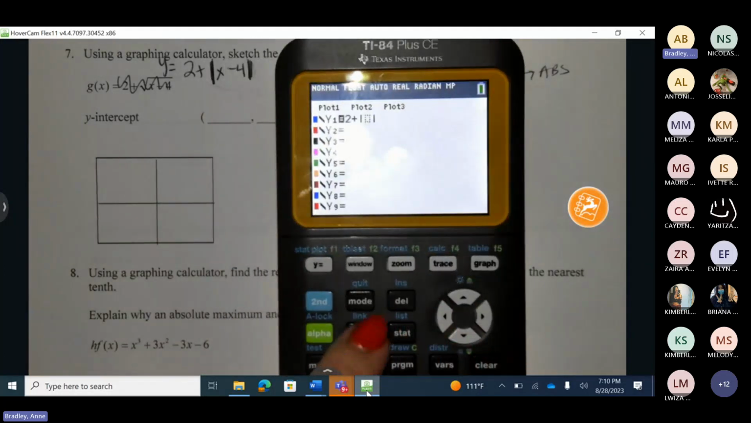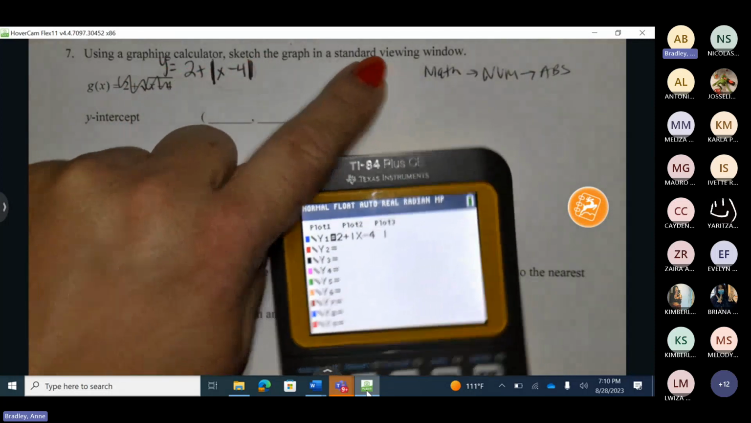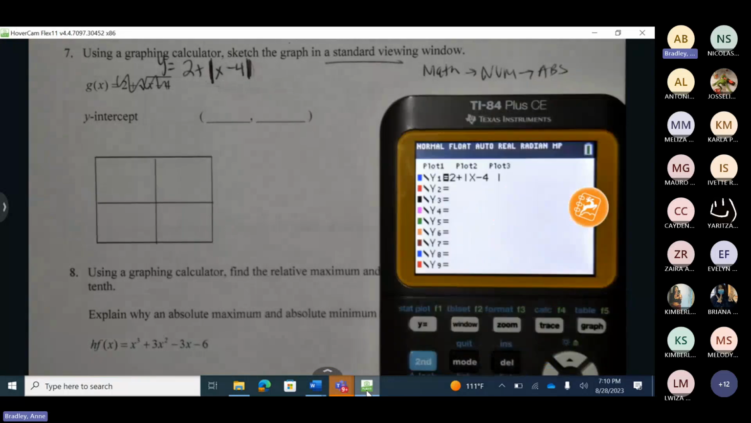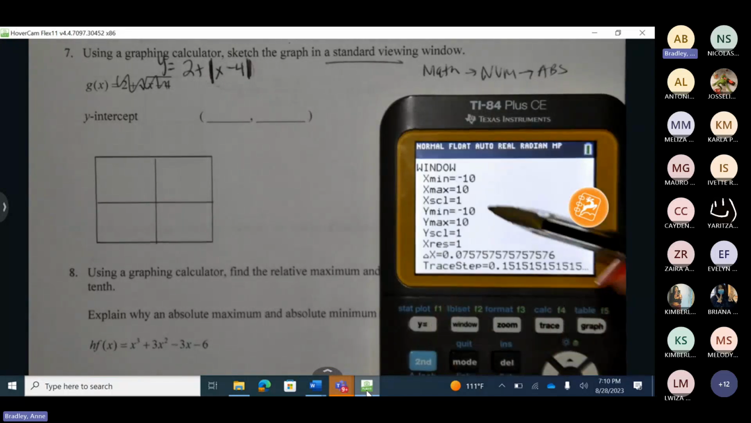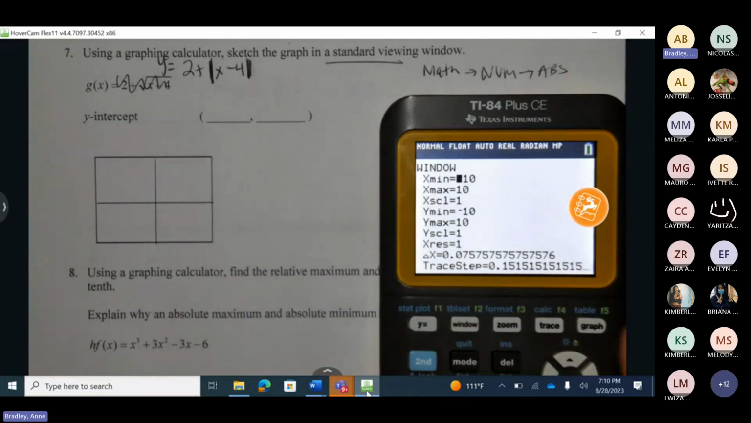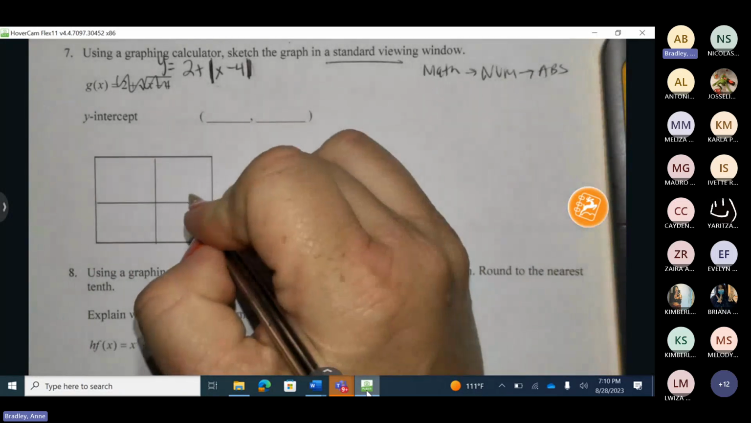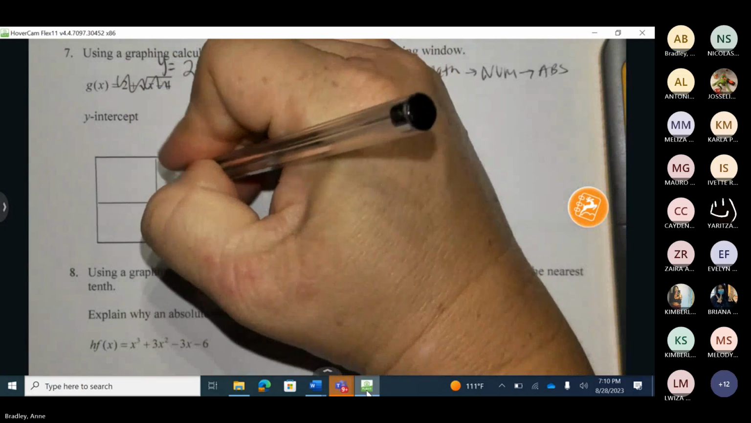And I just type in what I see, x minus 4. Now it says use the graphing calculator to sketch in standard viewing. Whenever you see standard viewing, it means after you cleared your calculator, this is what it automatically diverts back to. Okay, this is what it reprograms itself to. And this is called your standard window. So I want to graph exactly what I see. Okay, so it looks something like this.